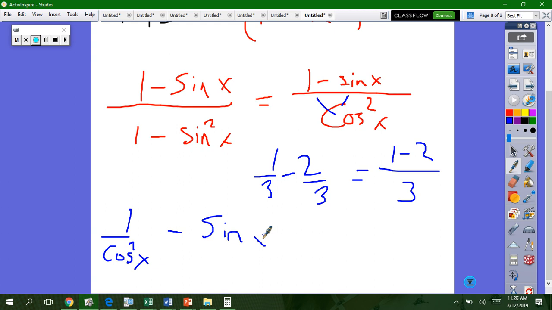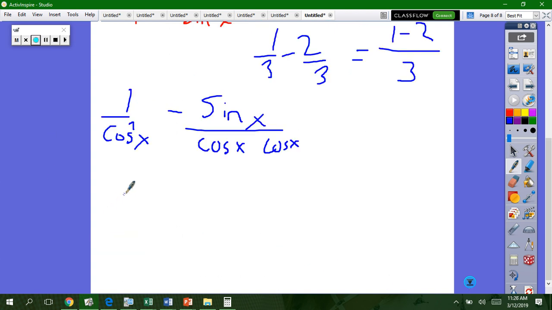What's another way I could write cosine squared? Just simple, not changing it. Isn't it cosine cosine? You guys agree with me? Any questions there? There we go, secant squared, right? Good. Does everybody see that? 1 over cosine squared is secant squared.